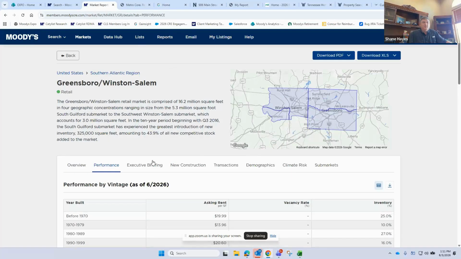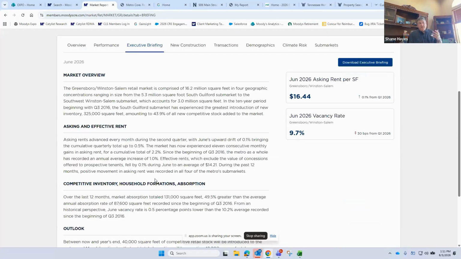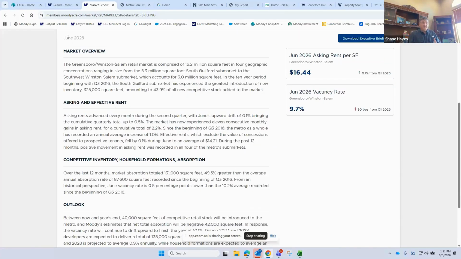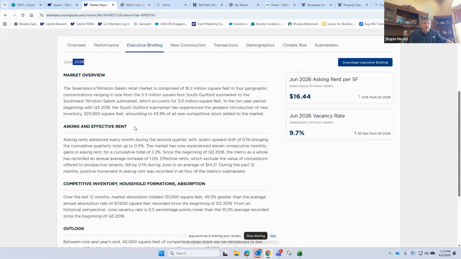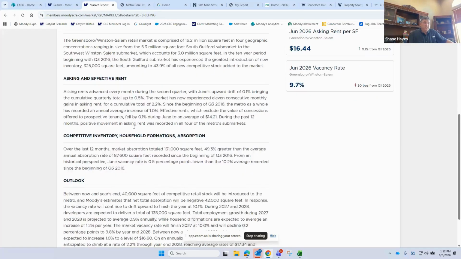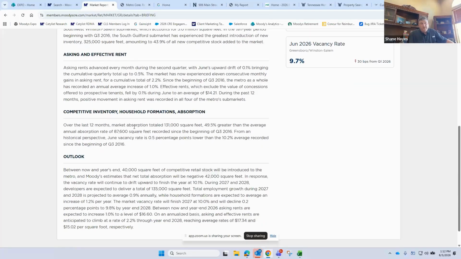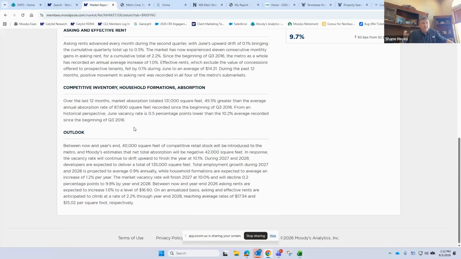And then again, you're just going to move from one section to the next. The executive briefing is from an economist. This was just recently posted in June of this year, as you can see here. This is one of our economists on staff who's looking at this market as a whole. So we're looking at the Greensboro, Winston-Salem, High Point market, and this is what this economist's thoughts are about the overview. Again, we're looking at retail, so what his or her position is on retail, competitive inventory, and then an outlook.